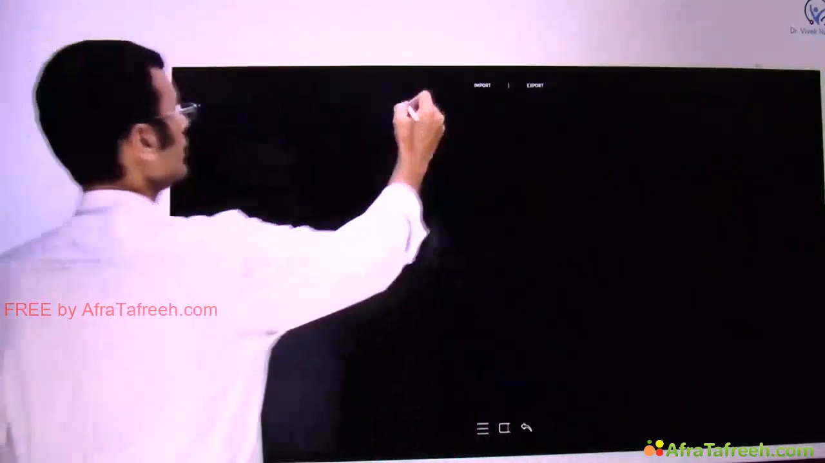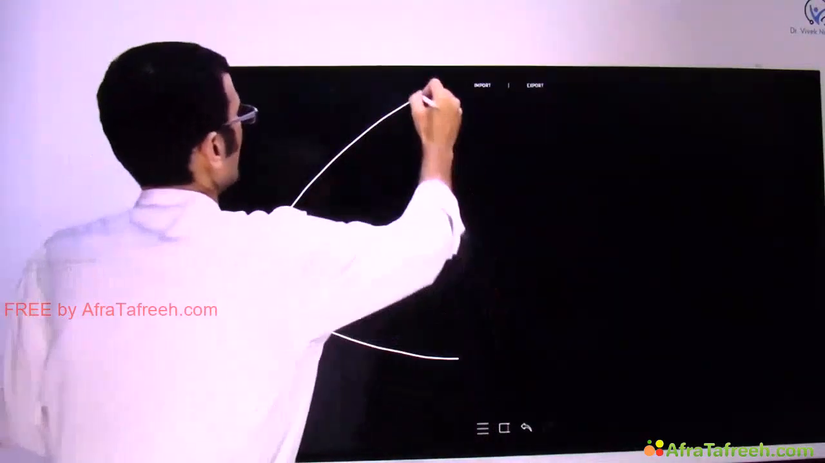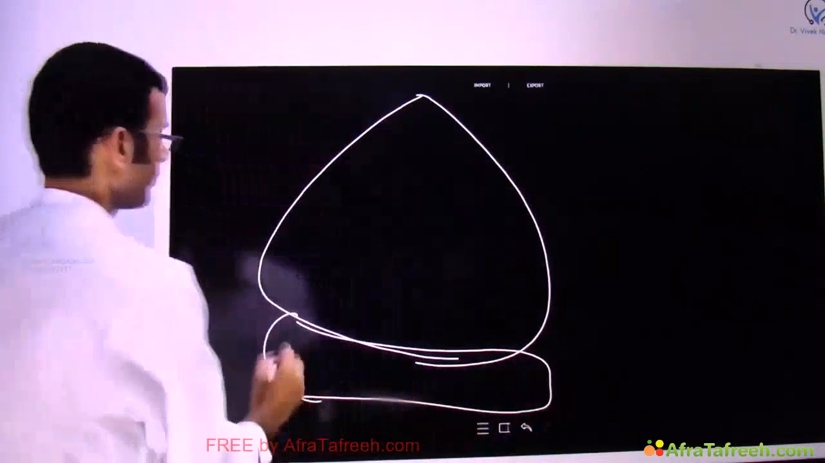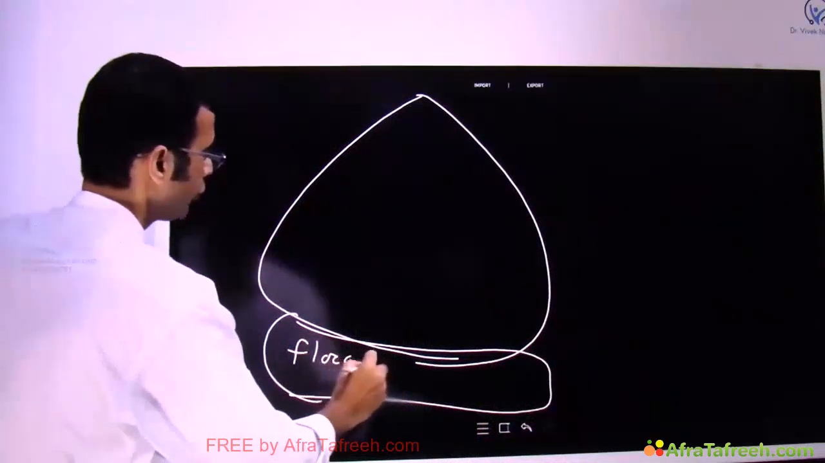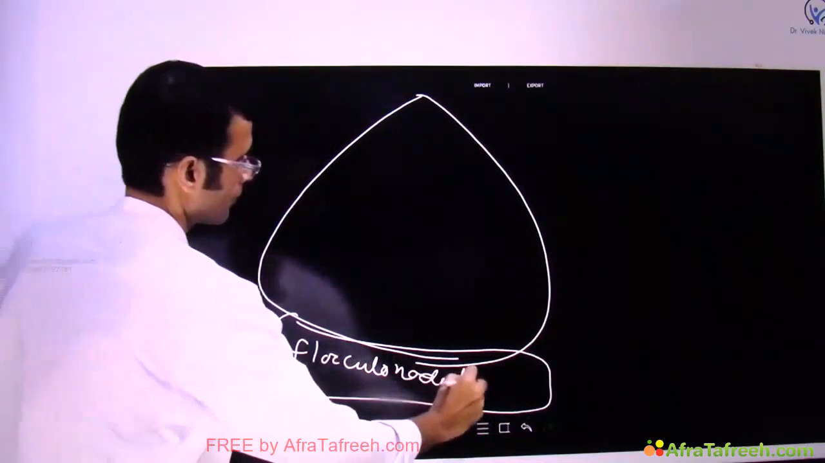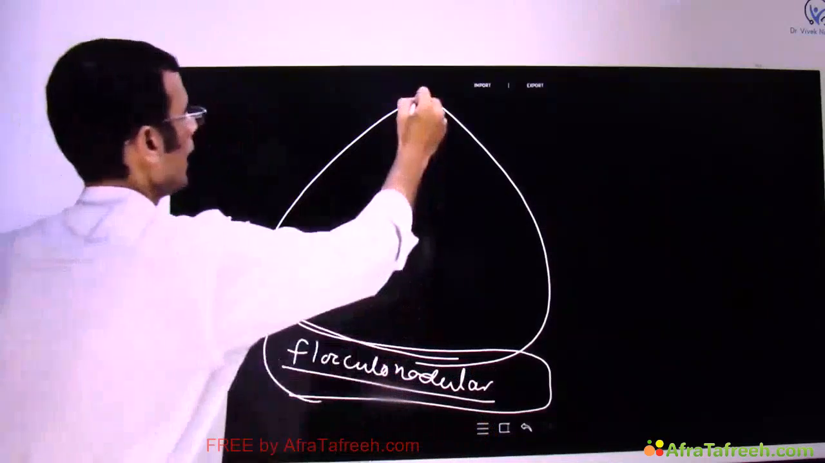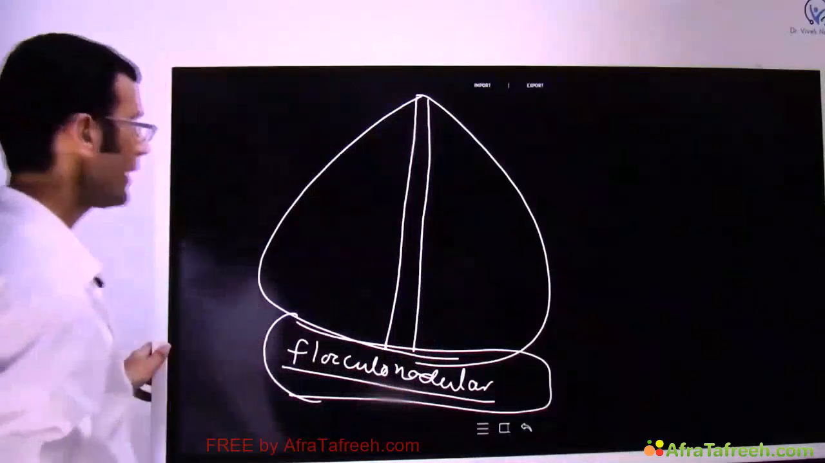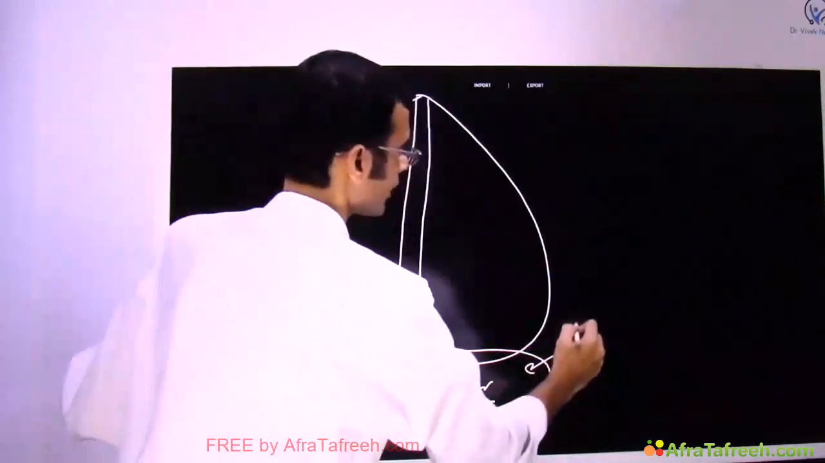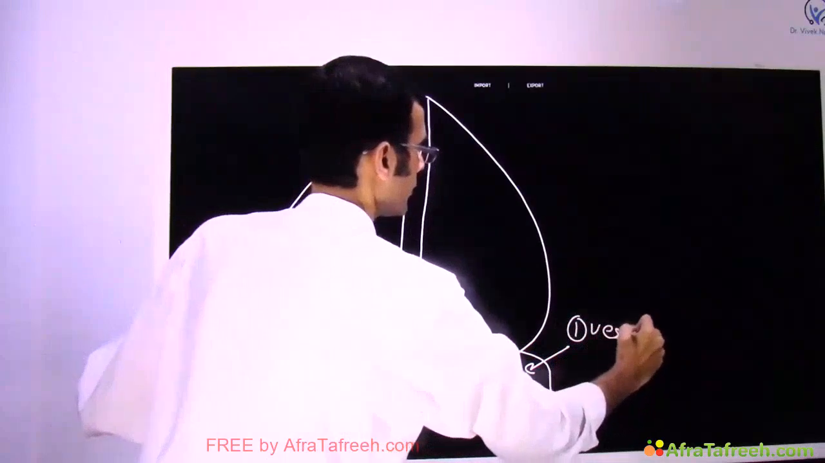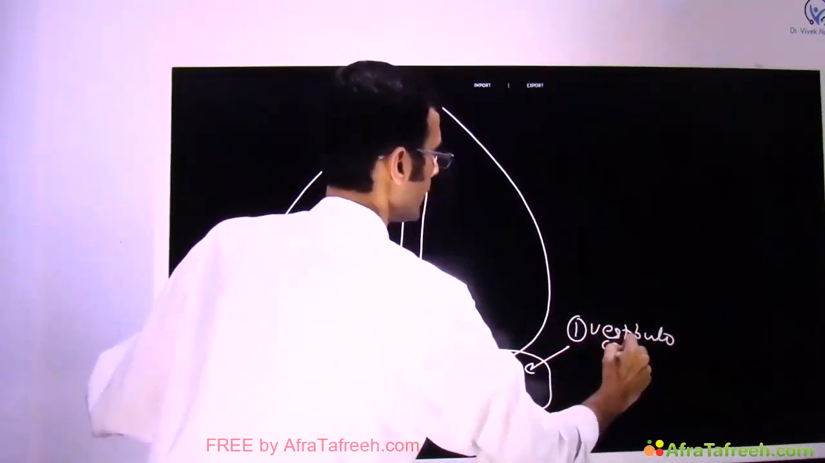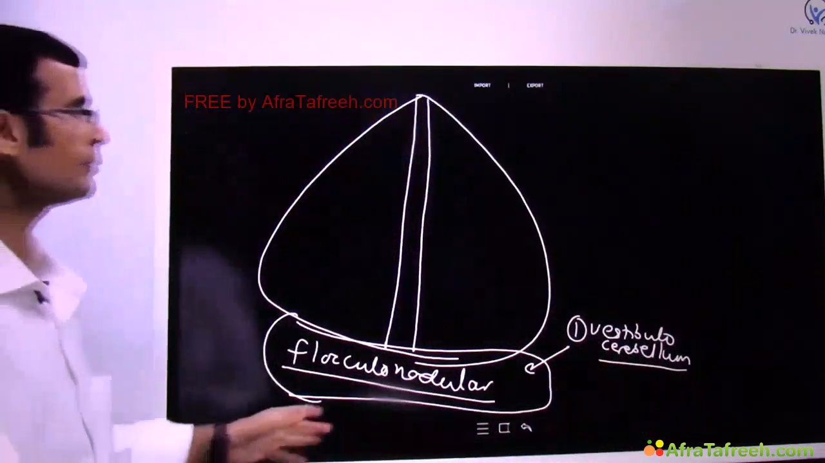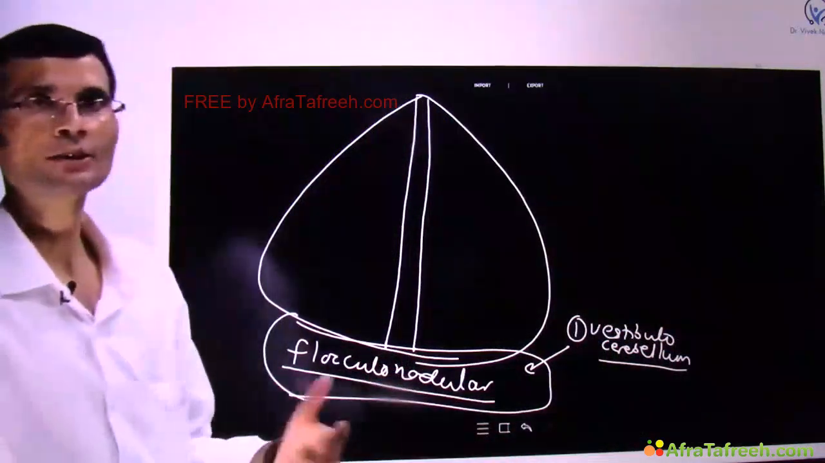Let's try to understand this. There are three functional divisions of the cerebellum. The flocculonodular lobe and a central thin portion of the vermis make the first functional division of the cerebellum, called vestibulocerebellum, because this part is connected with the vestibular apparatus and the vestibular nuclei.